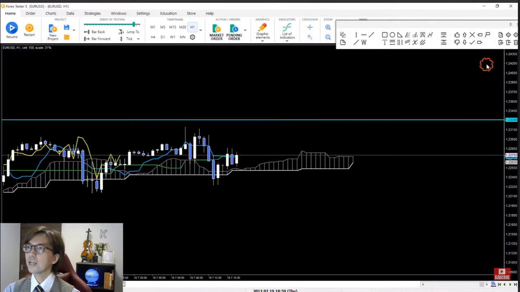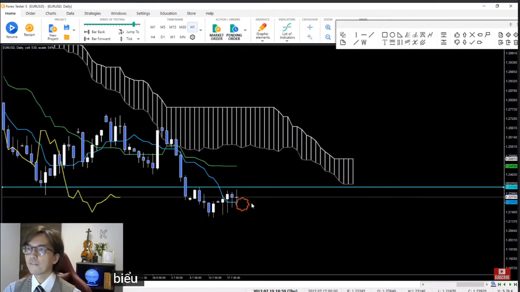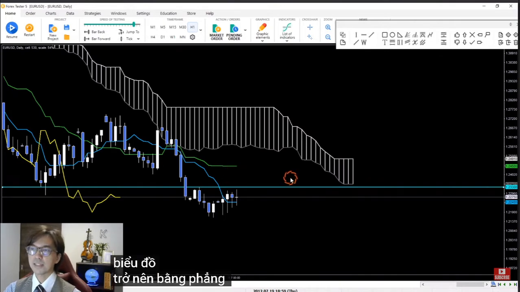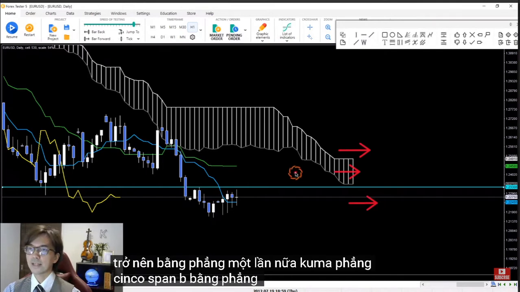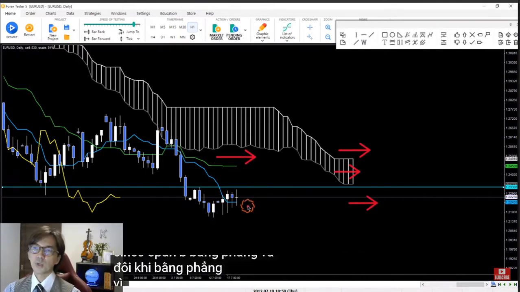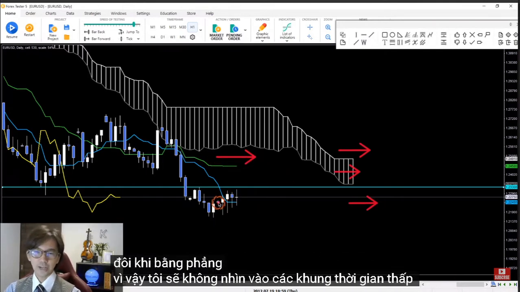So let me come back to the daily chart. The daily chart could be flat already. So let me see. Yeah, so the daily chart became flat again. The Kumo flat, Senko span B flat, A flat, and Kijun Sen flat. So I won't look at the lower time frames in this case.